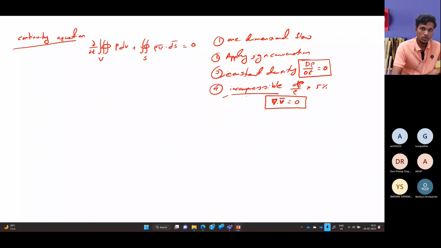With all these conditions, if you apply them in the continuity equation, and yes, sir. In the concept of constant density, are you taking the substantial derivative of rho equal to 0? Yes, the substantial derivative of density should be equal to 0. Okay, sir.